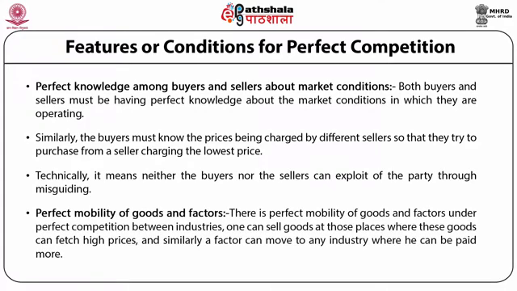Perfect mobility of goods and factors. There is perfect mobility of goods and factors under perfect competition between industries. One can sell goods at those places where these goods can fetch higher prices, and similarly, a factor can move to any industry where he can be paid more. No firm has a monopoly over price and factor of production.